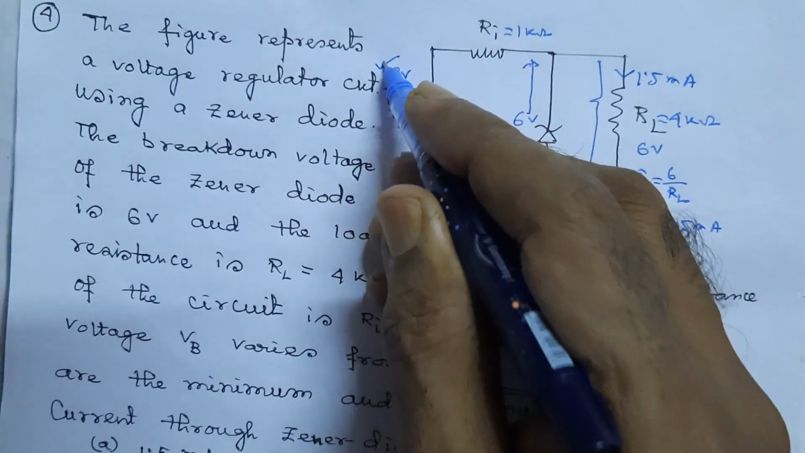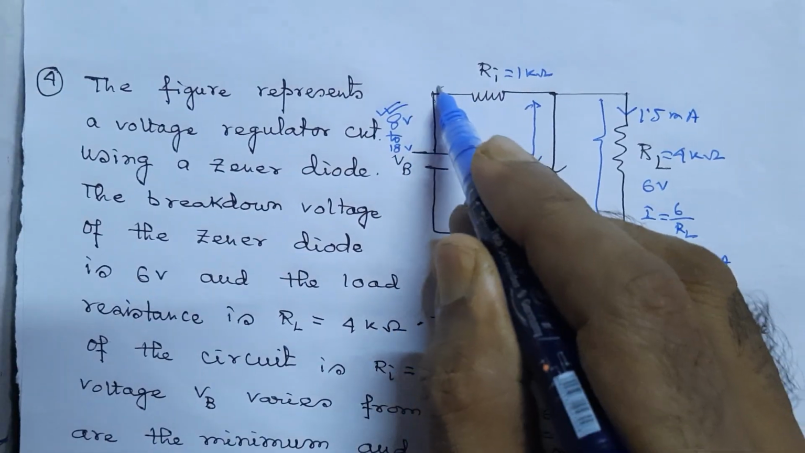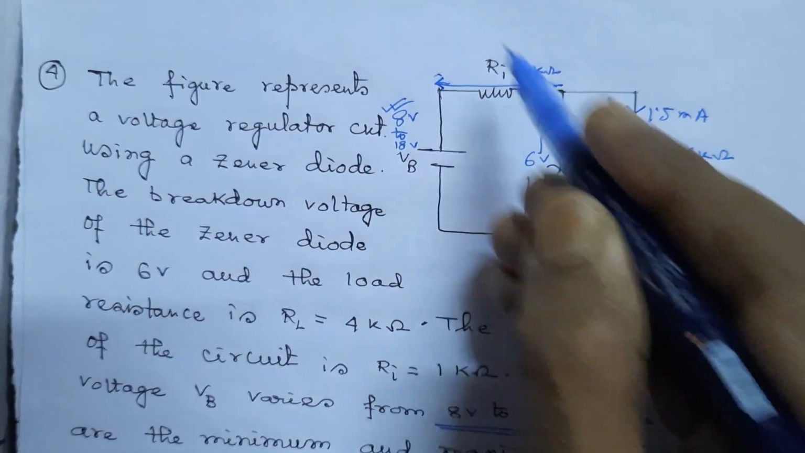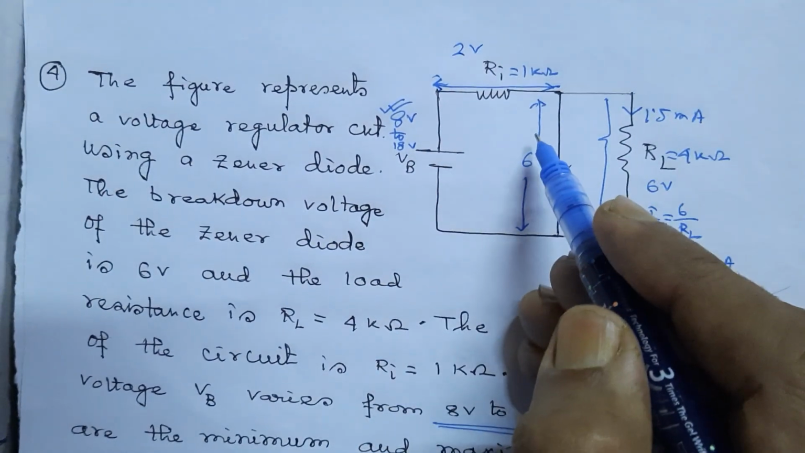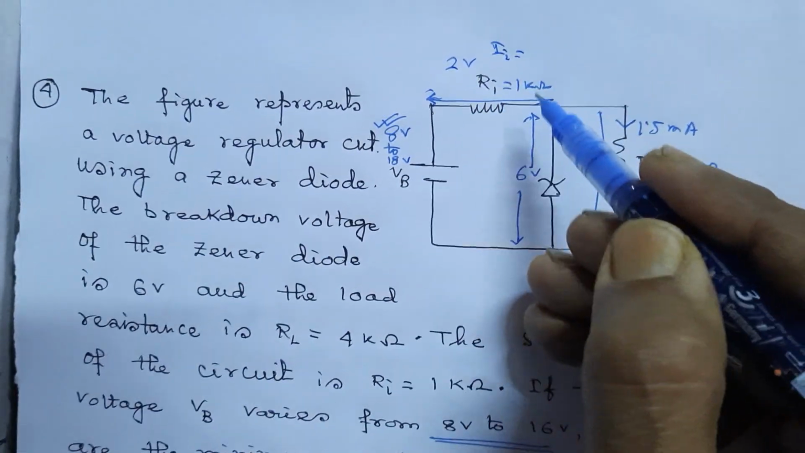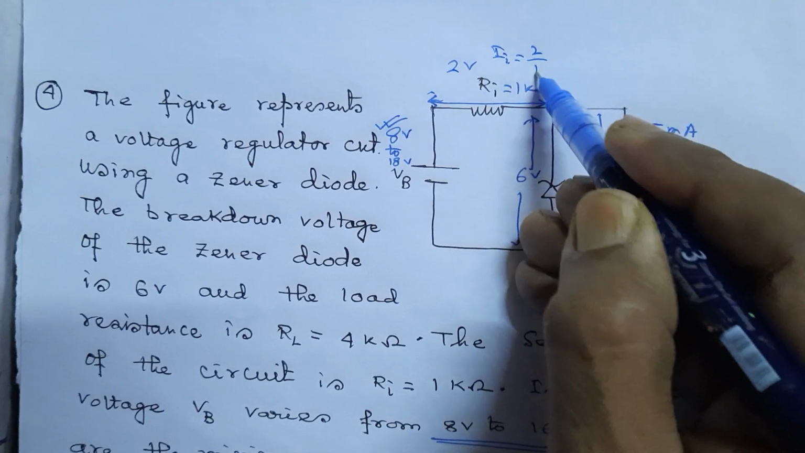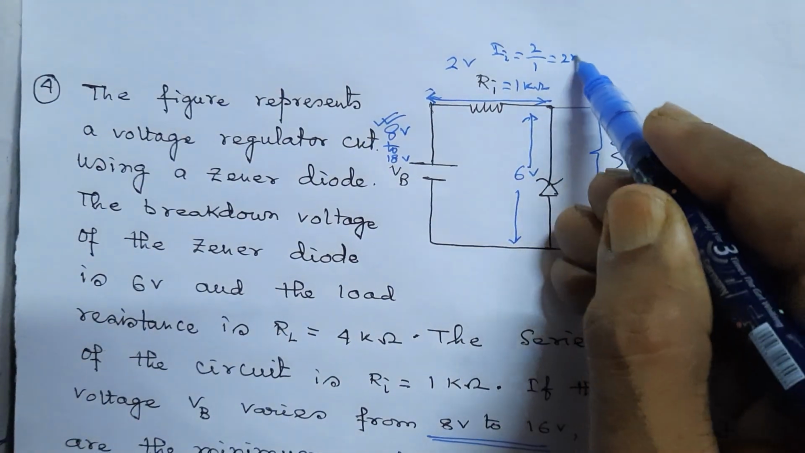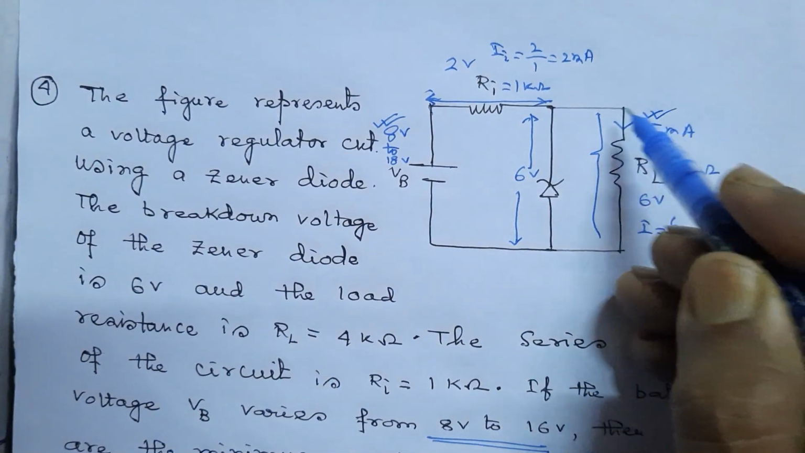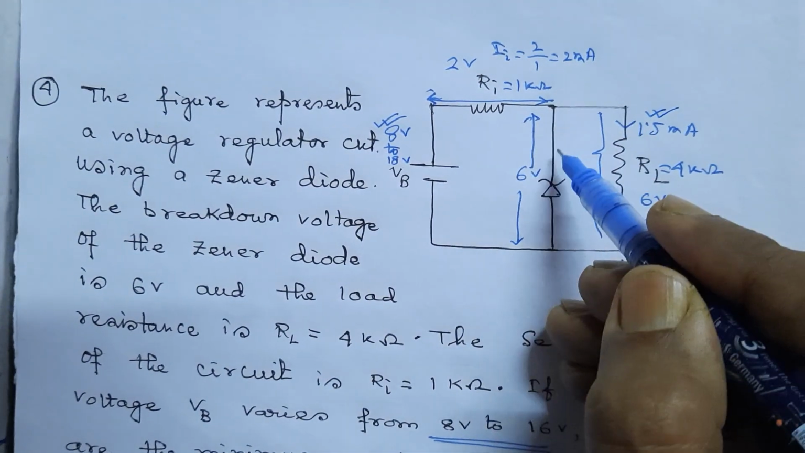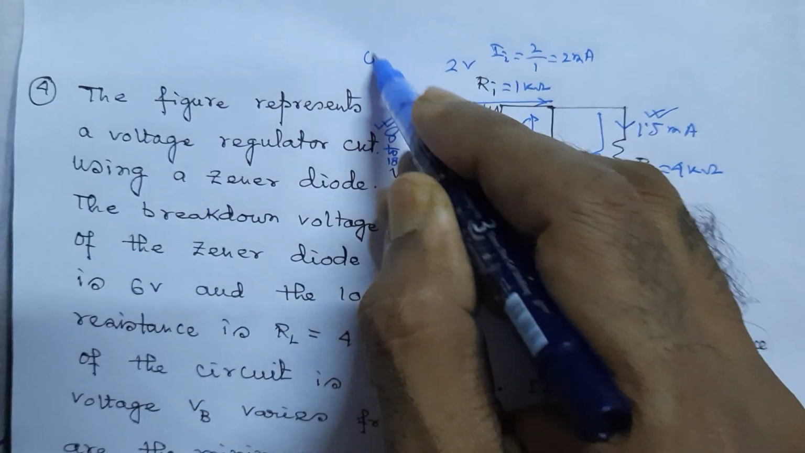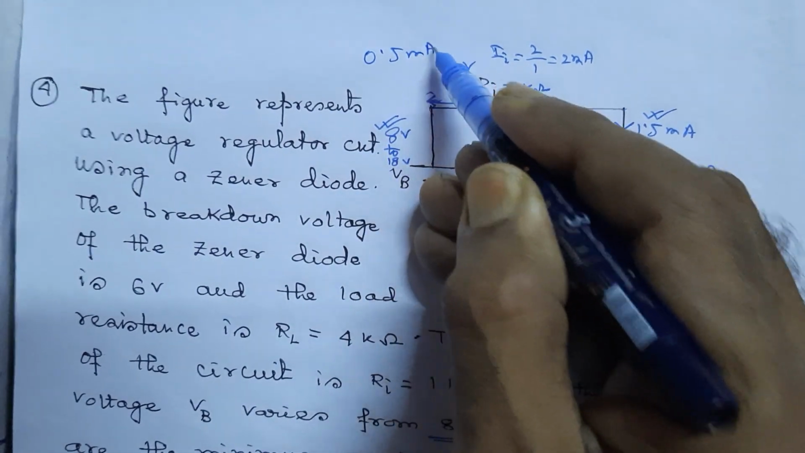When the source voltage is 8 volt, then the voltage drop across RI is 2 volt. So the current II, that is through RI, is 2 by 1, that is 2 milliampere. Of the 2 milliampere, 1.5 milliampere is going through the load resistance. Hence the Zener current in this case is 0.5 milliampere for the first case.